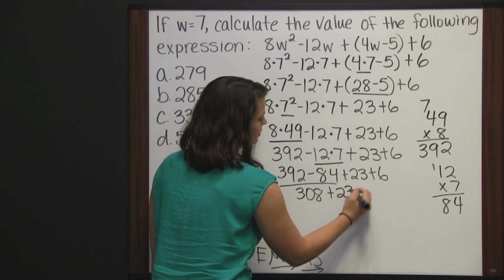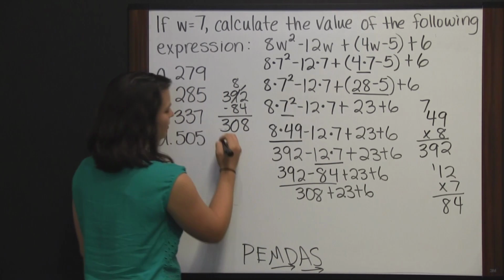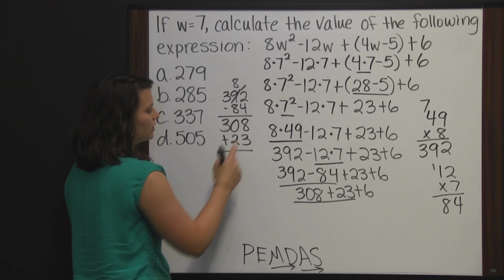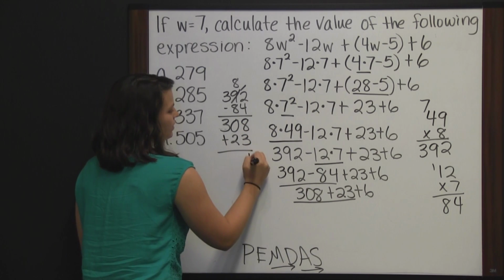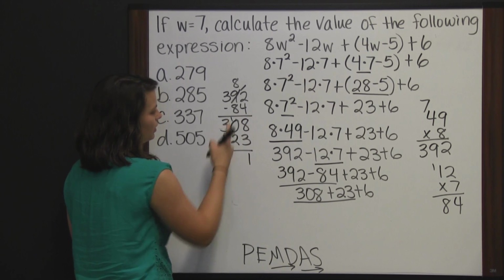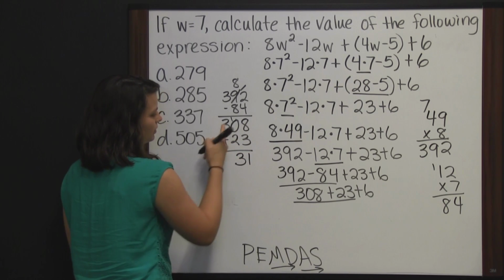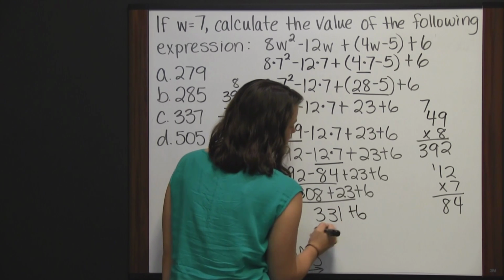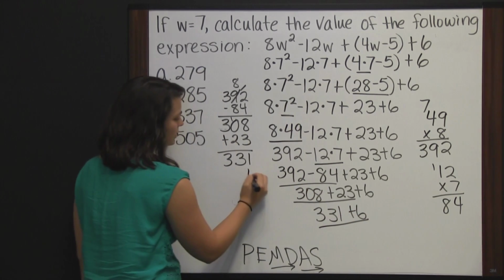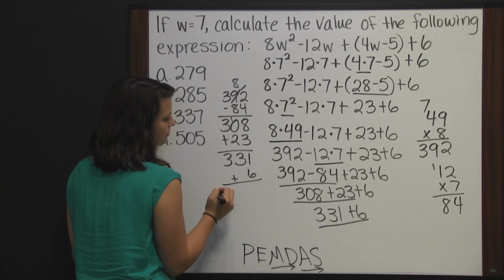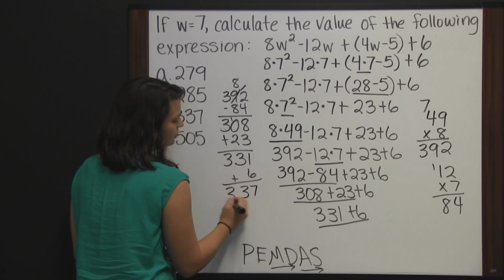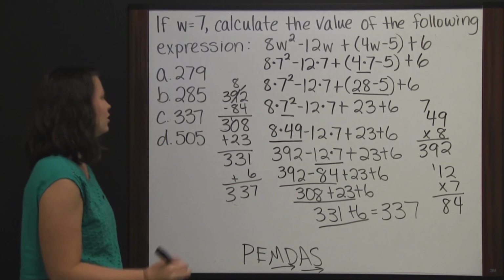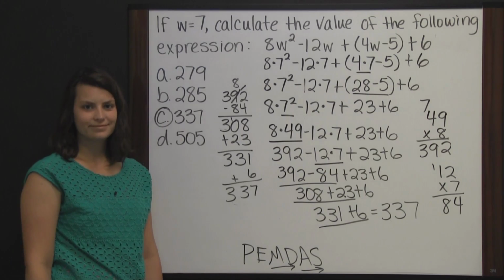plus 23 plus 6. So that means we need to add 23 to our 308. That's the next thing we're going to do. 8 plus 3 is 11. Carry the 1. 1 plus 2 is 3. And bring your 3 down. So we have 331 plus 6. And that's the last thing we're going to do, add 6 to 331. So we get 337. Our final answer is 337, which is answer choice C.